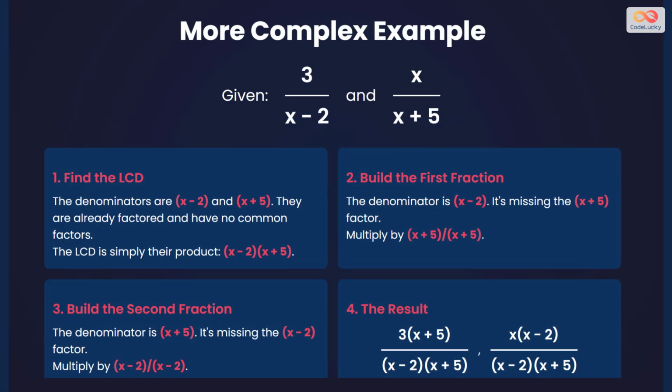Here's another case. Consider 3 divided by the quantity x minus 2 and x divided by the quantity x plus 5. The denominators, x minus 2 and x plus 5, are already factored. Since they don't share any factors, the LCD is simply their product. The quantity x minus 2 times the quantity x plus 5. To build the first fraction, we multiply it by x plus 5 over x plus 5. To build the second, we multiply it by x minus 2 over x minus 2.